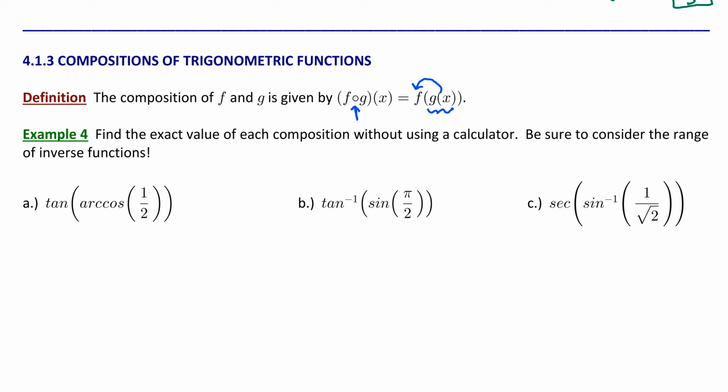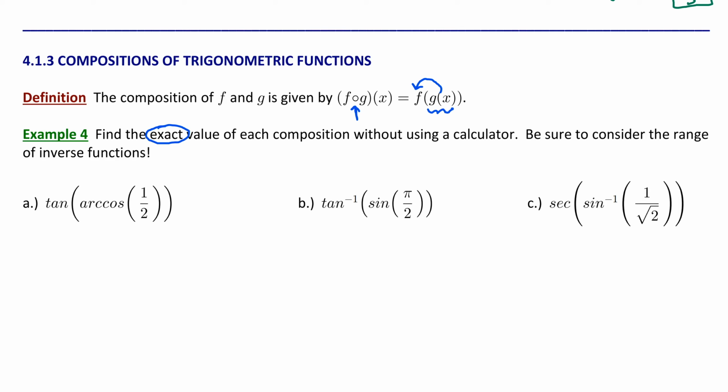In example 4, we'll practice embedded or composed trigonometric functions. We want to find the exact value of each composition without using a calculator. As we do this, we always need to consider the range of our inverse trigonometric functions. So on example A, we're going to evaluate tangent of arc cosine of 1/2.